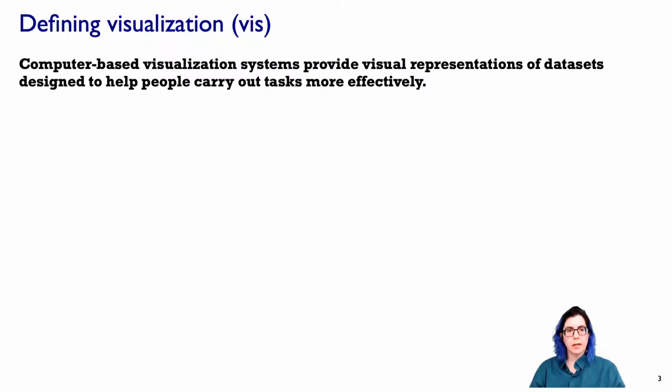So let's get started. Defining visualization, which I'm going to abbreviate as Viz. My current favorite definition is computer-based visualization systems provide visual representations of data sets designed to help people carry out tasks more effectively. So why do I define it in this way? Let's dig in.